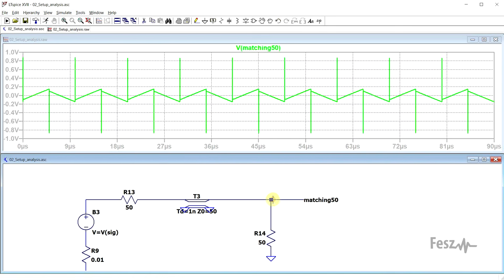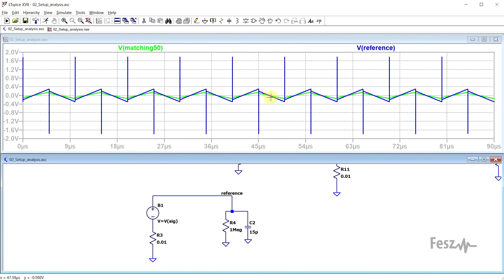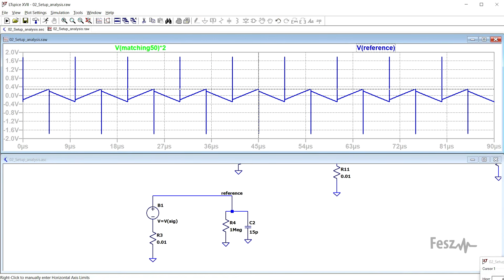With this setup, we have a perfectly preserved signal, but if we compare this to the reference, we can see it's smaller. To be more exact, it's half. If we multiply it by 2, then we can see it perfectly matches our reference.